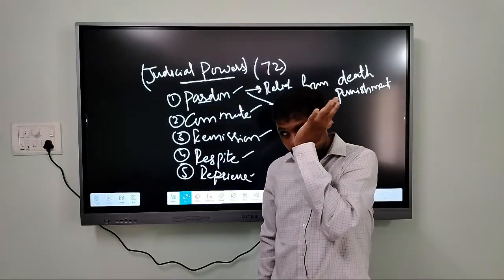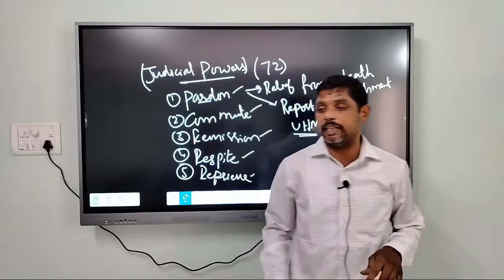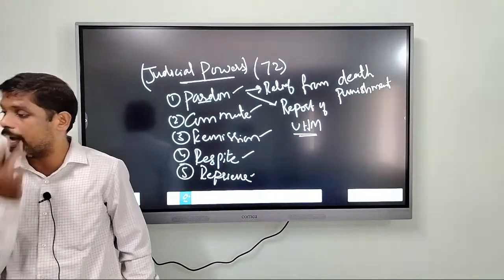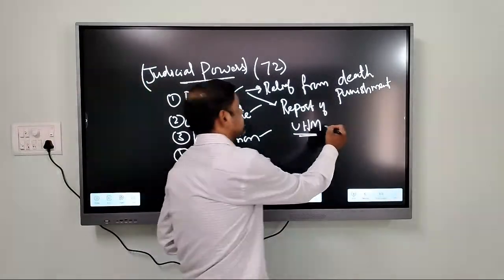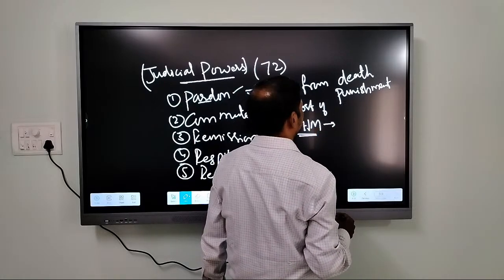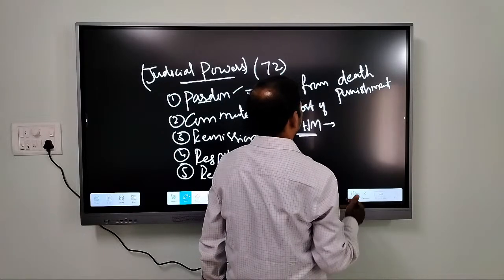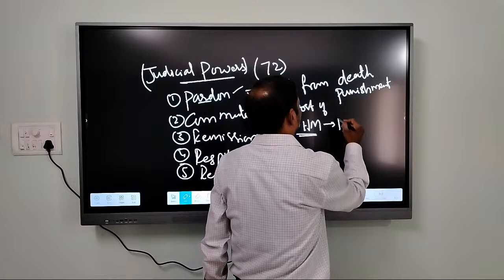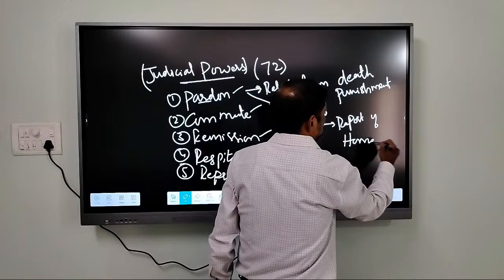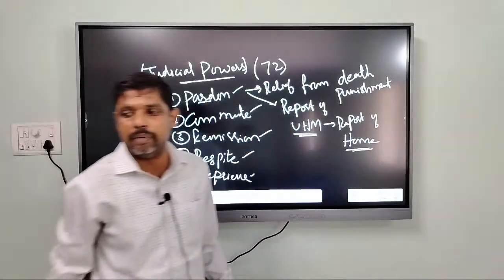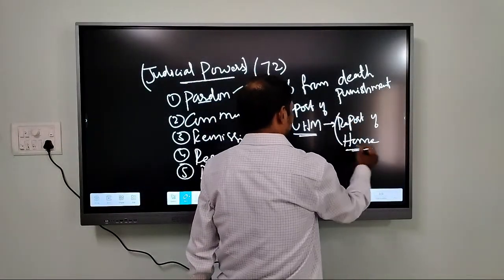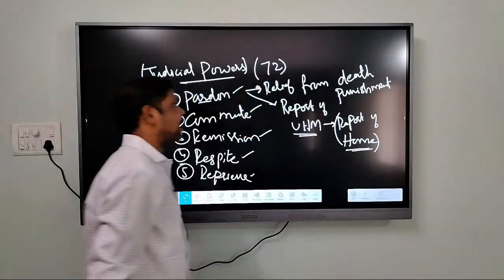Alright, so in the case of pardoning death punishment, President of India will act on the report of Home Ministry. The report of Home Ministry. Alright, that is what pardon means.